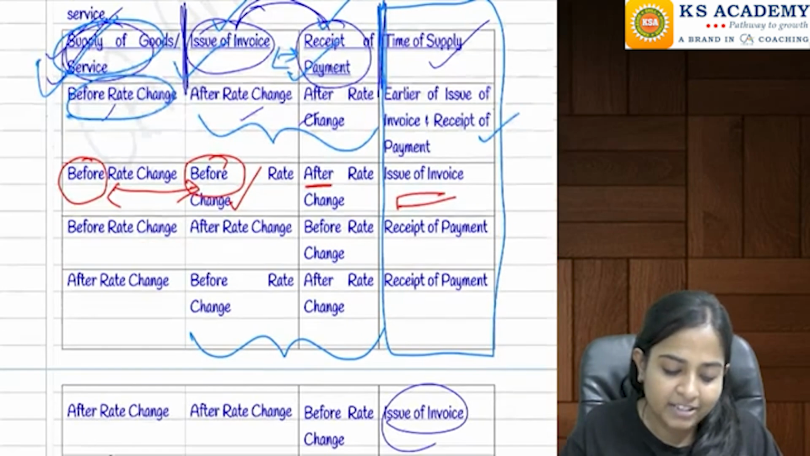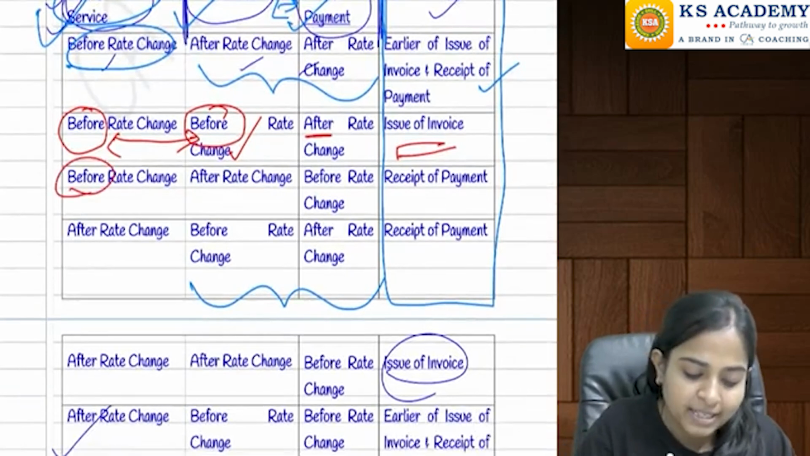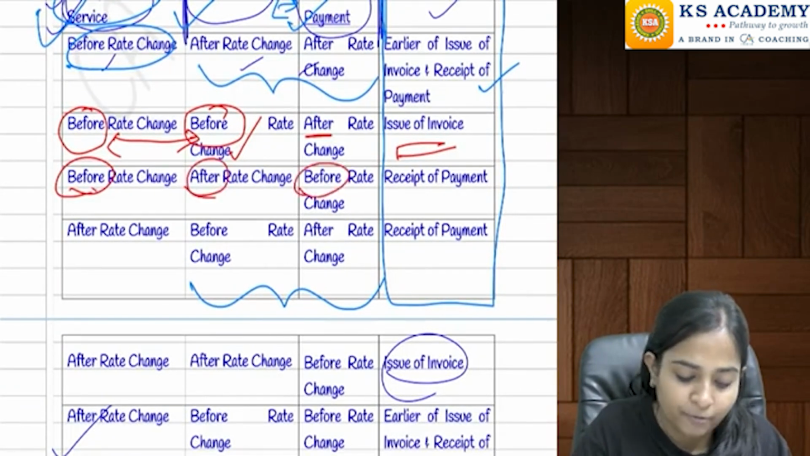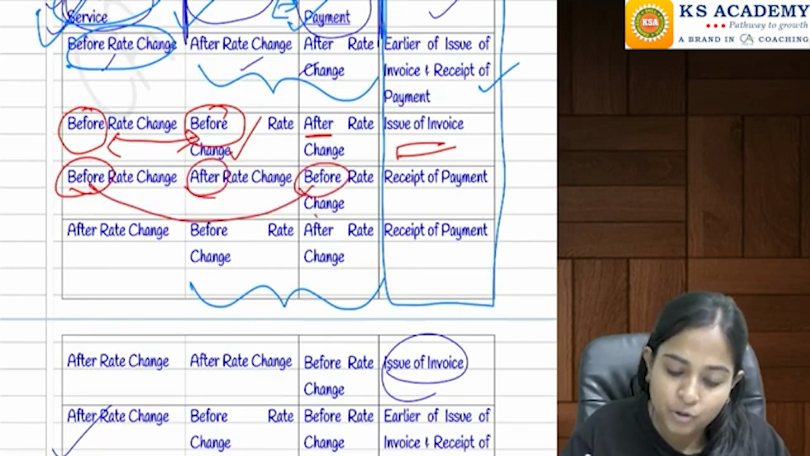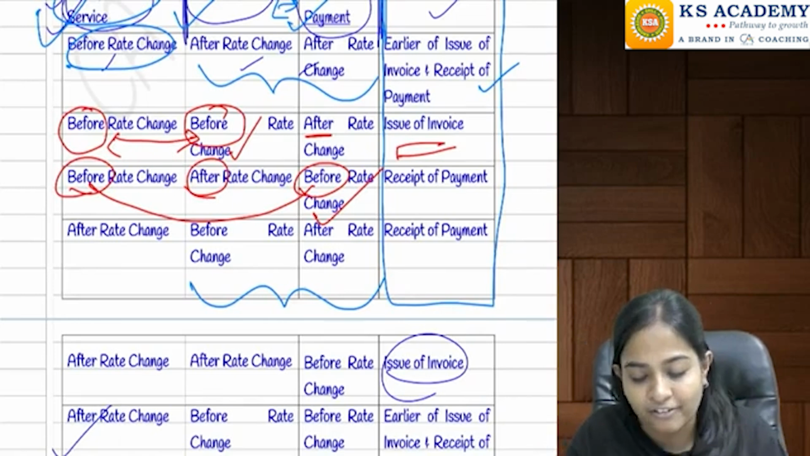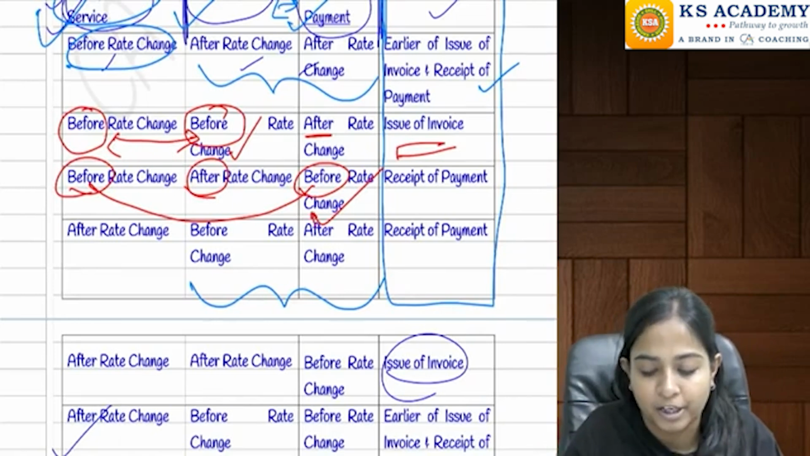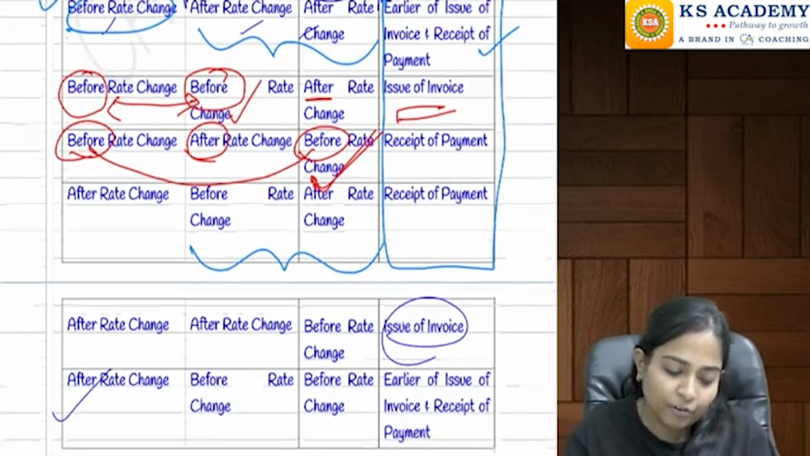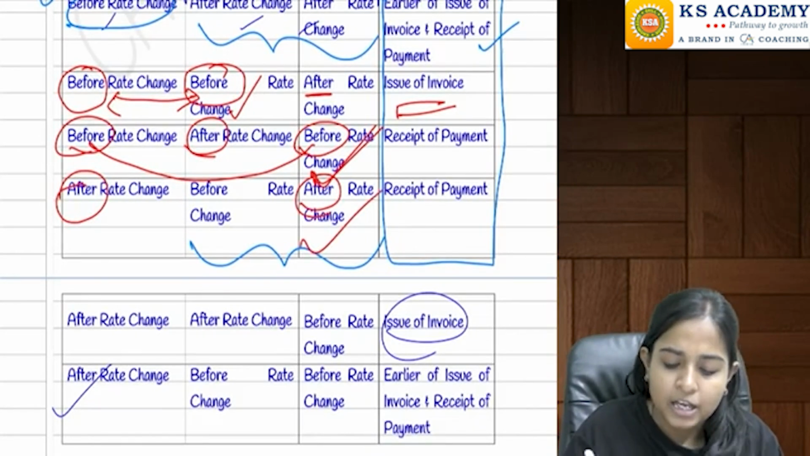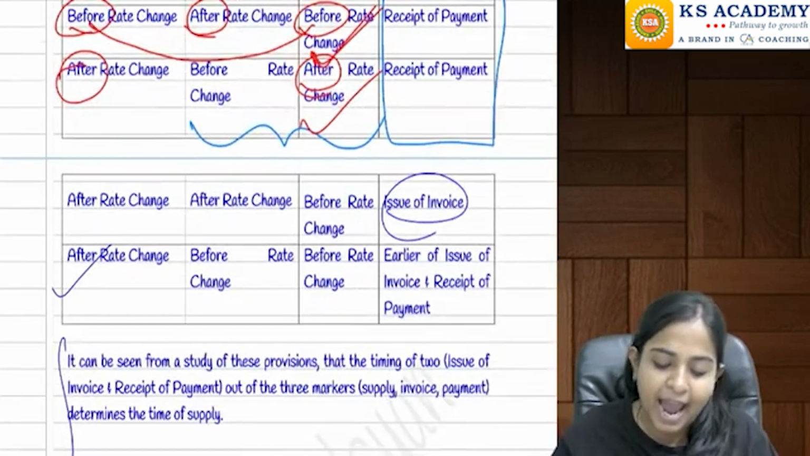Okay, next one, everyone, let's try. Supply is before and issue of invoice is after, but payment is before. Can we say this is matched with this? So time of supply will be the date of payment, and whatever will be the rate of tax as on this particular date, that will be the final rate of tax. Then this is after. Can we say this after is matching with this? So this will become your time of supply, and so on.